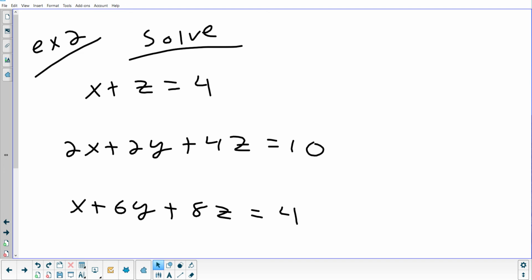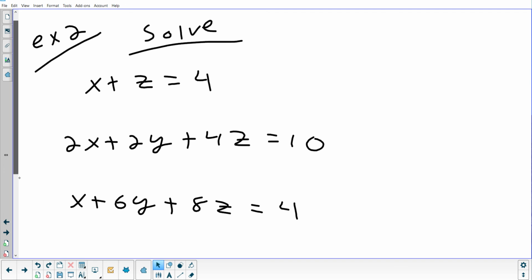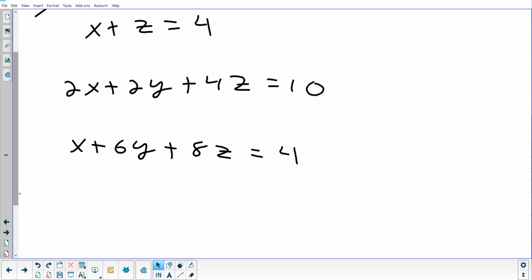All right, what's the first thing we should do here? Yep, set it up. Okay, so what's row 1 going to be? 1, 0, 1, 4, like that? That line just separates the other side of the equation. That's why we put it.